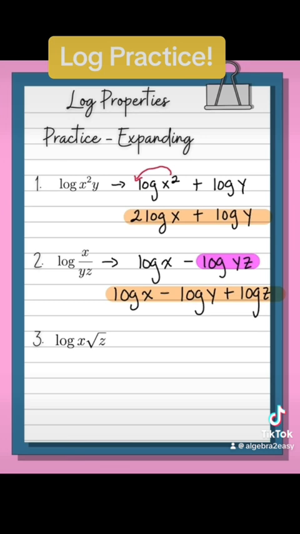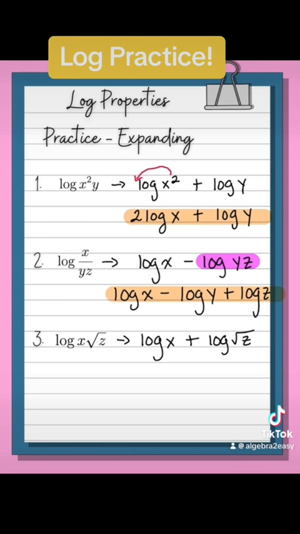Let's take a look at number 3. Log x times the square root of z. All right, well, we'll deal with that square root, but before we do, let's go ahead and split up this multiplication. So we're going to have log x plus log times the square root of z.